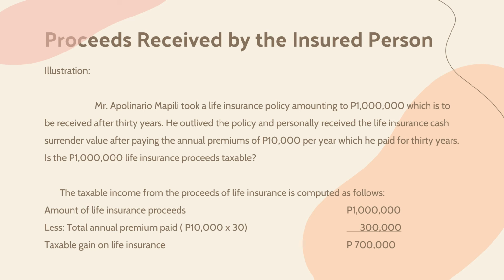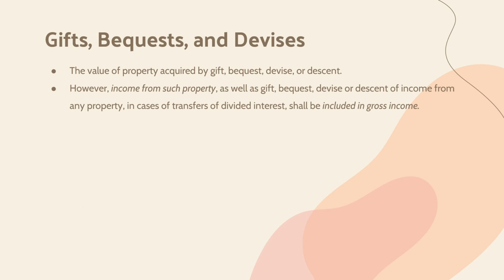And next, the gifts, bequest, and devises. The value of property acquired by gift, bequest, devise, or descent is excluded. However, income from such property, as well as gift, bequest, devise, or descent of income from any property in cases of transfers of divided interest, shall be included in gross income. So this means that if you receive a gift, that gift will be excluded from the gross income.